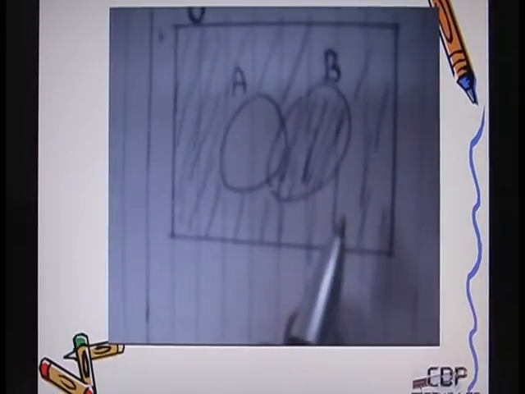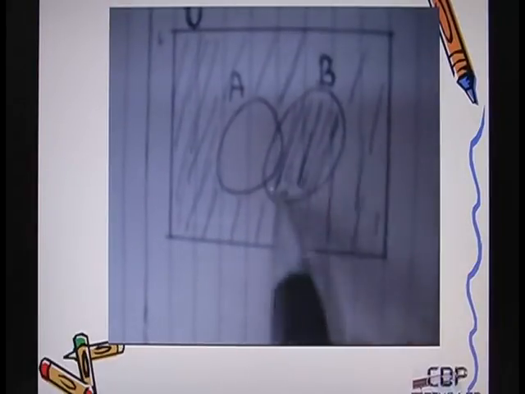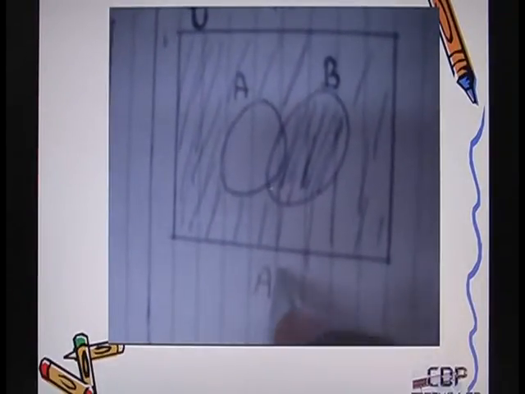Pause the video and write it down. Okay, let's see if you're correct. Now, notice now, B here, this region here, is not in A. The outside area is not in A. So therefore it is A complement. Very good. Let's look at G now.